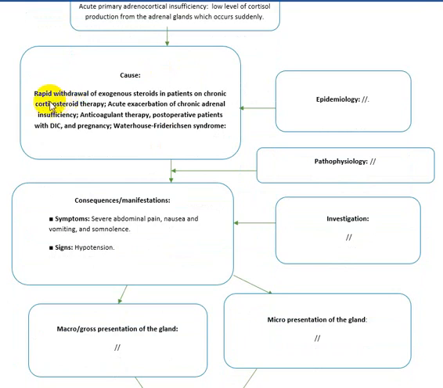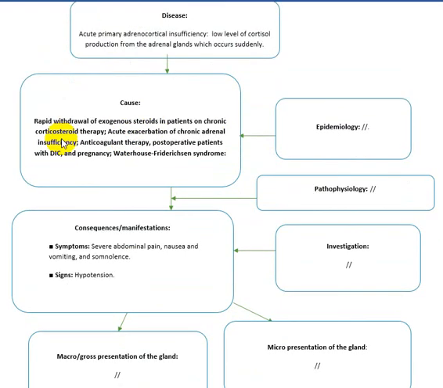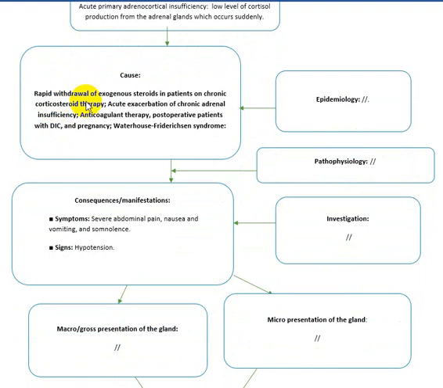The cause of it is going to be rapid withdrawal of exogenous steroid. When you have a rapid withdrawal of exogenous steroid in a patient on chronic corticosteroid therapy, you are going to have acute exacerbation of chronic adrenal insufficiency. This is the main cause involved in acute adrenocortical insufficiency. You can also have anticoagulant therapy.